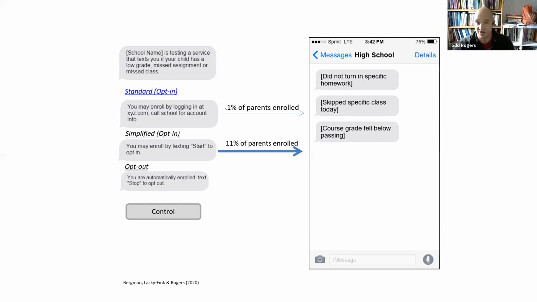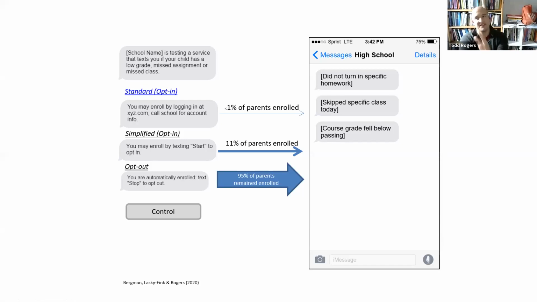In this last condition now, by changing the default, now if you do nothing, you're automatically enrolled. We had 95% of parents enrolled. And what we find is, like in every other replication of this, GPA goes up in this condition. 1 in 4 kids doesn't fail a class they would have failed otherwise.